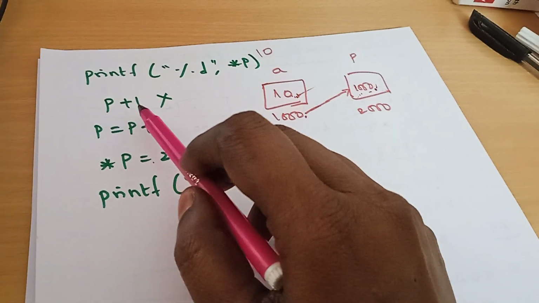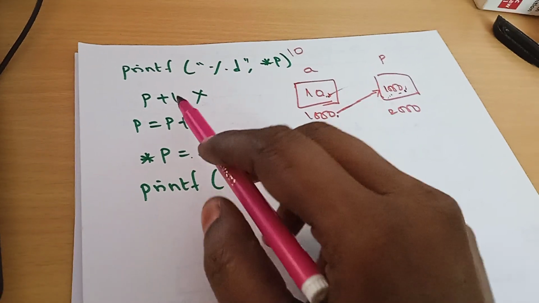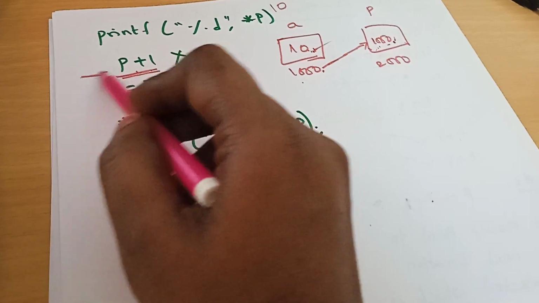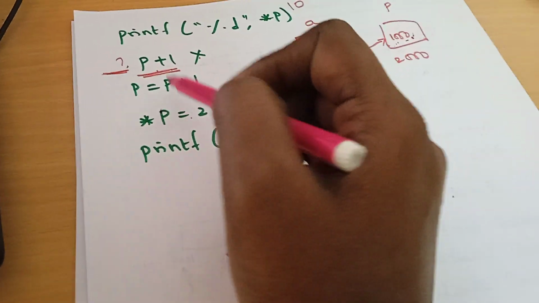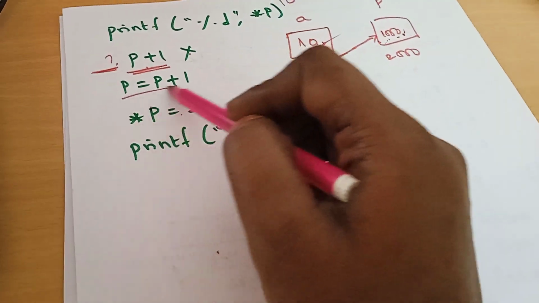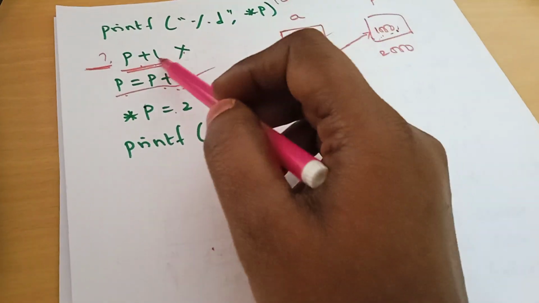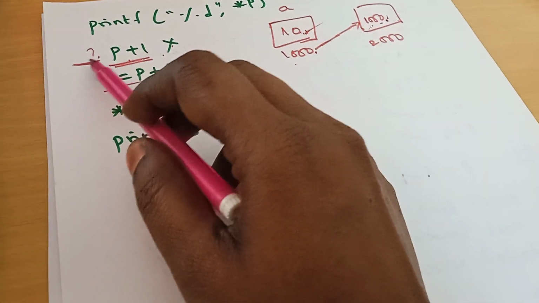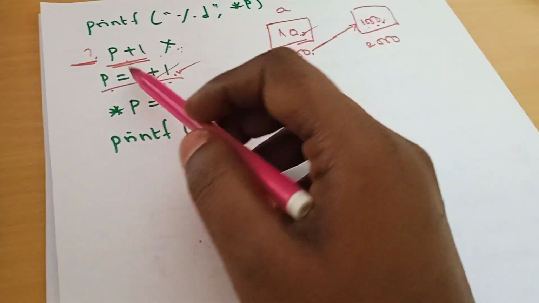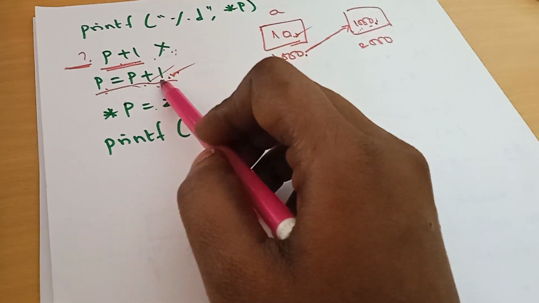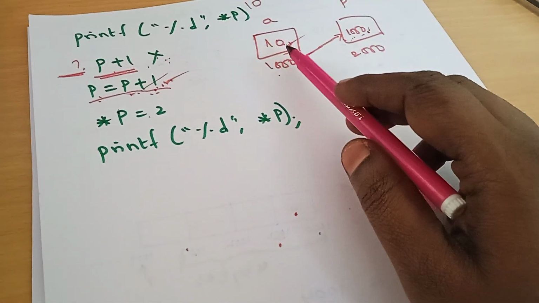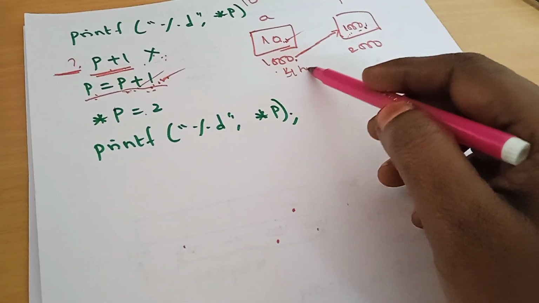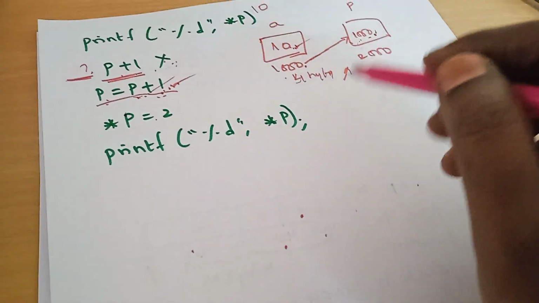Now look at this, p plus 1. As long as p plus 1 doesn't put the result into any other variable, it is invalid. It should be written something like p is equal to p plus 1, then only it is valid. If you write only p plus 1 and you are not updating the result into the resultant variable, then it is invalid. So you have to write p is equal to p plus 1. What does it mean? After this 10, a will take 4 bytes, right? So after these 4 bytes, it will be pointing to that next number.